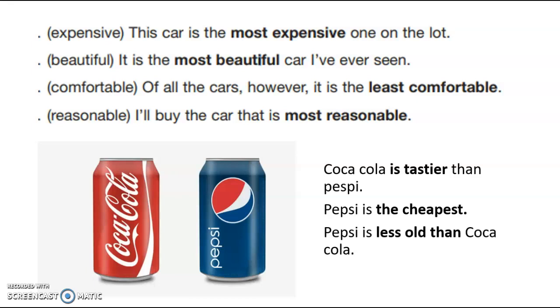Coca-Cola is tastier than Pepsi. Here we are using a short adjective, so that's why I only have to change this in E-R. Pepsi is the cheapest. So I'm saying here that Pepsi has the highest category here. Pepsi is the cheapest. Pepsi is less old than Coca-Cola. Here I'm using less because I'm doing a negative comparison. I'm comparing old, and I'm saying that Pepsi is less old than Coca-Cola. So here you have the way how you are going to create sentences for comparison and superlative forms using adjectives.